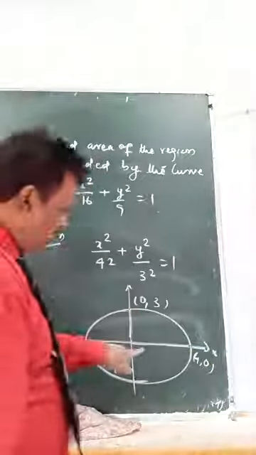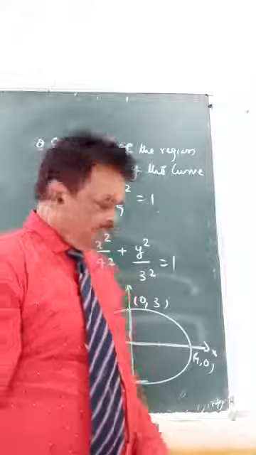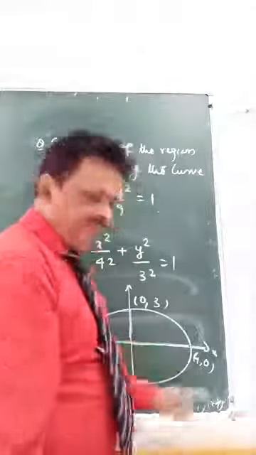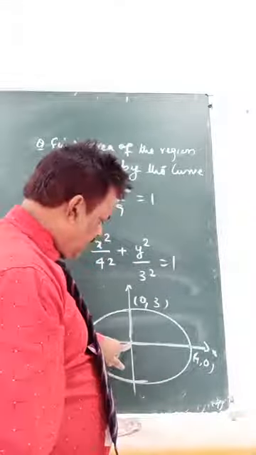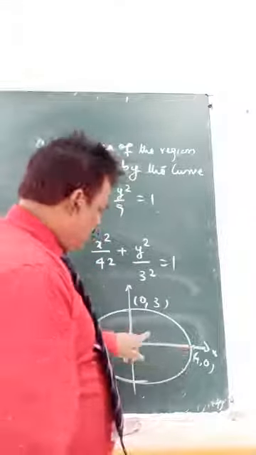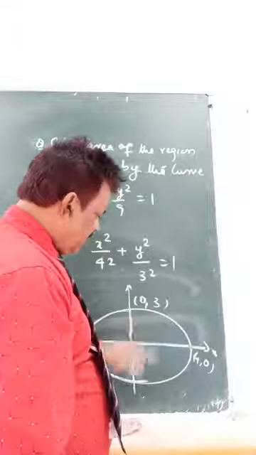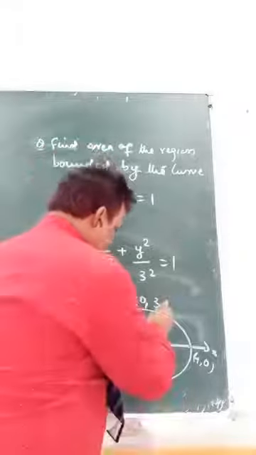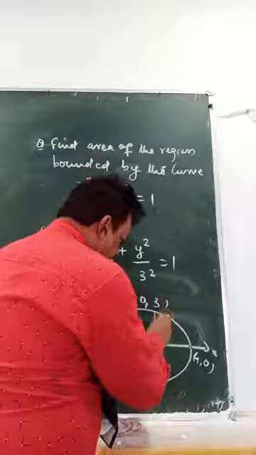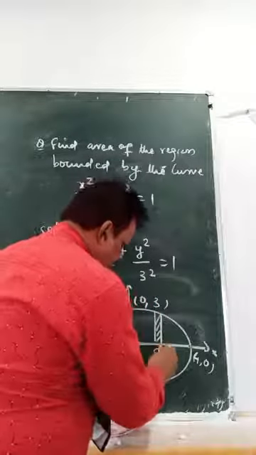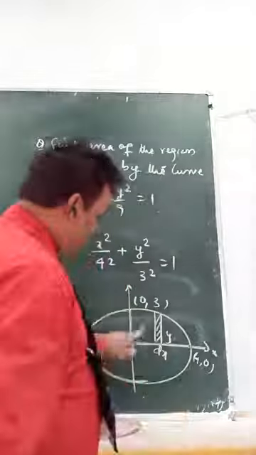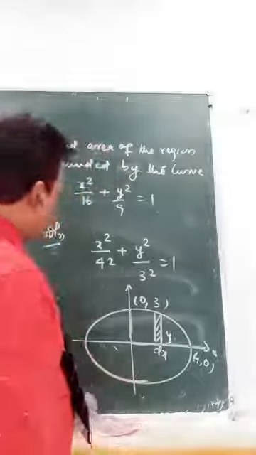So you have a choice here. You can take area with x-axis. The limit will be 0 to 4, starting 0 to 4. Or you may take it with y-axis. The limit will be 0 to 3. So if I take with x-axis, then I will show it like this. I have taken it with x-axis. This is your dx. This is y. 4 parts now. So what is the required area?